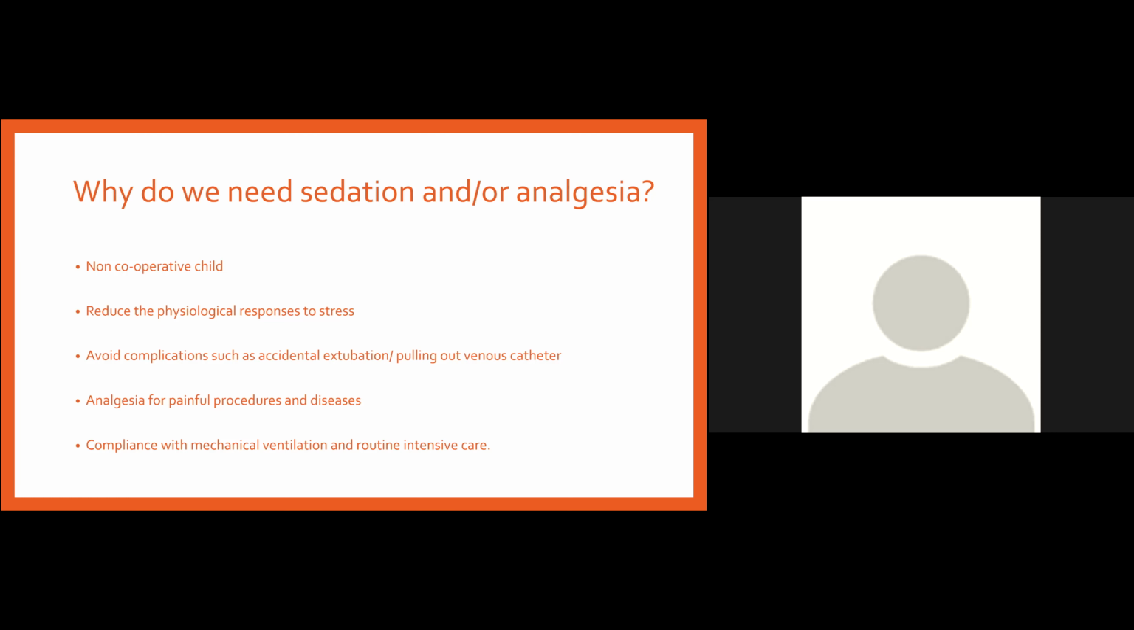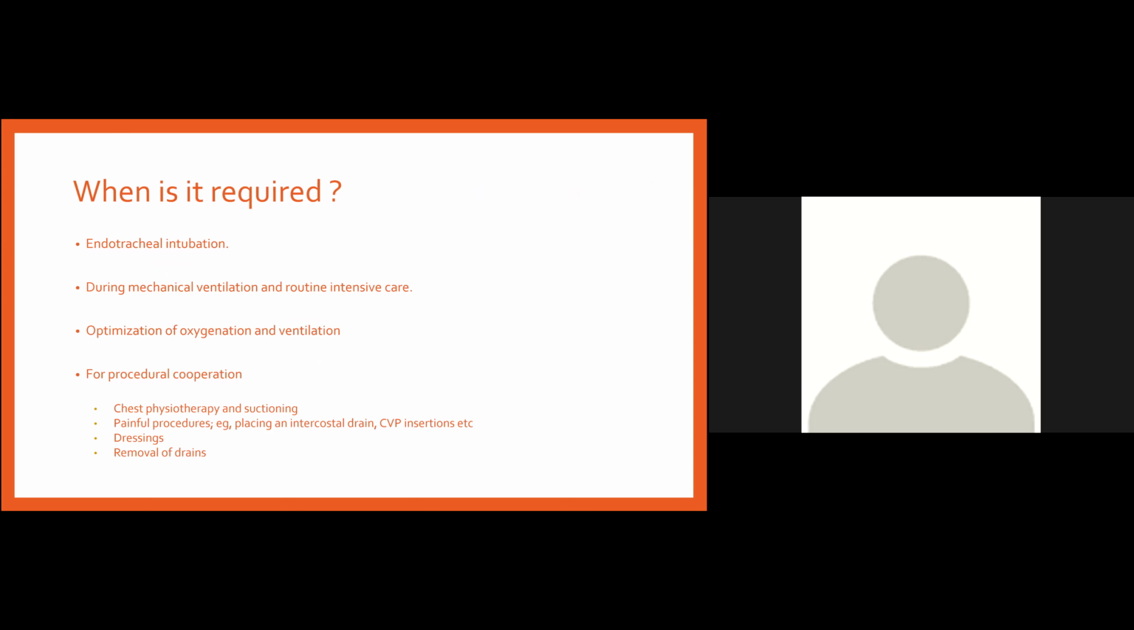Obviously, analgesia is required for painful procedures, and many times the child is having some type of spasmodic pain or other pain, then we have to give analgesia to the patient. It also improves compliance with mechanical ventilation, and we can optimize oxygen therapy while giving an appropriate amount of sedation to the child. A common indication for sedation and analgesia is when we are performing endotracheal intubation, to maintain synchrony with the mechanical ventilation, and providing routine intensive care, optimization of the oxygenation and the ventilation.